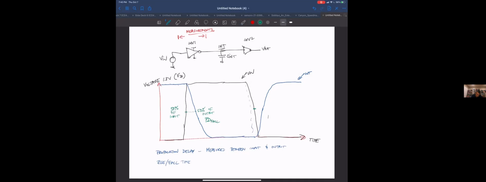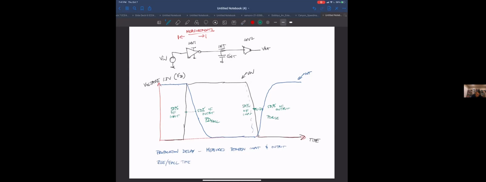So PD rise, the prop delay rise, is referring to when the input changes, 50% of input to output changing 50%. And they may be different. Prop delay fall might be different than prop delay rise, depending on the sizing of the transistors and so on.